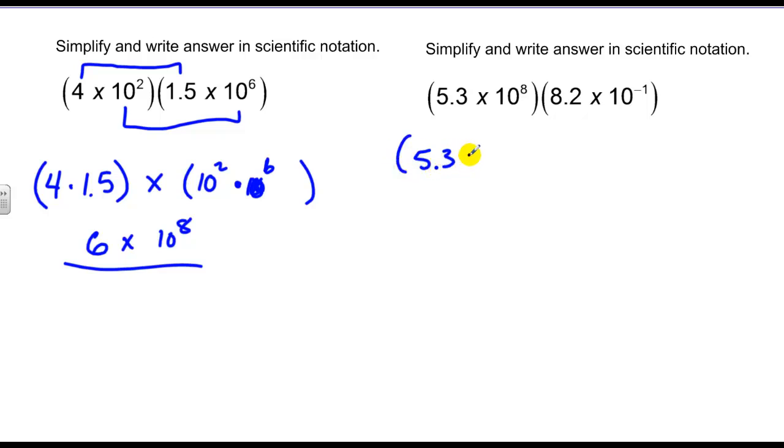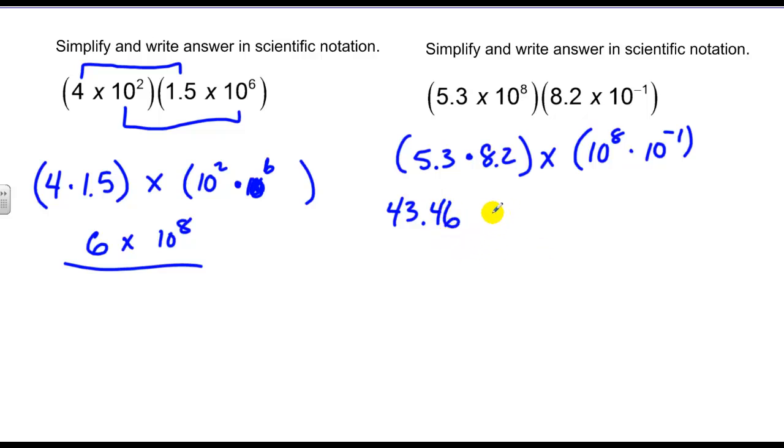Next, I have 5.3 times 8.2, and that is going to be multiplied by 10 to the 8th times 10 to the negative 1. So 5.3 times 8.2 is 43.46. And that is basically multiplied by 10, since I add the powers, to the 7th.